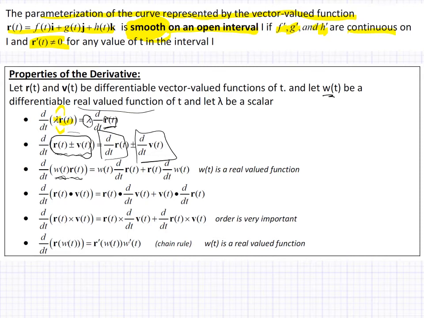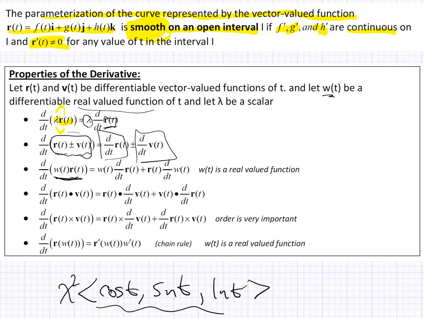So if I have a real valued function times a vector valued function, and I want to take the derivative of that, what I could simply do is multiply these together first and then take the derivative. And the question is, how would I do that? Let's say I have x squared times cosine t, sine t, log t. So here's a vector valued function, and here's a real valued function, and they're being multiplied together.